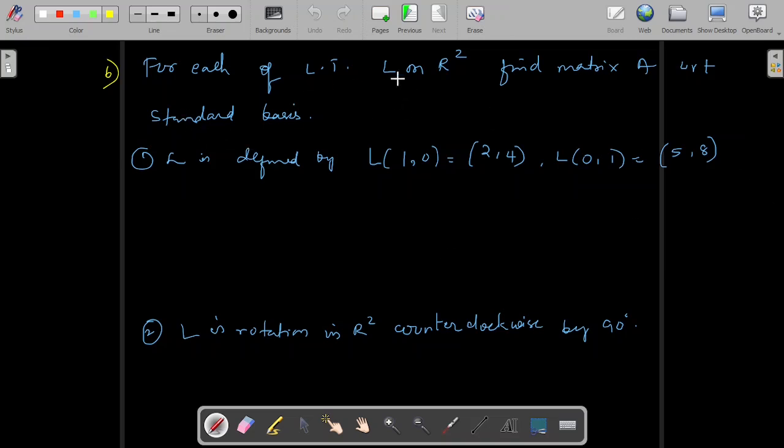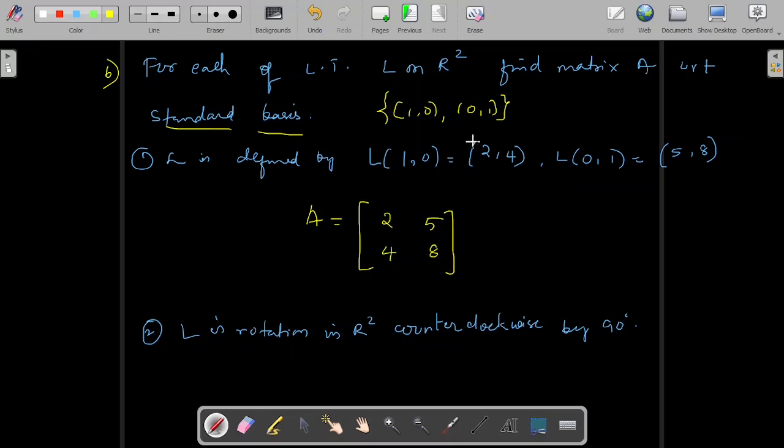For each of the linear transformations L on R square, find the matrix A with respect to the standard basis. The standard basis of R square is 1, 0 and 0, 1. This is the standard basis. L is defined by L of 1, 0 is 2, 4, and L of 0, 1 equals 5, 8. How to write the matrix of this L? That is where these standard basis vectors go to. That is directly given. Write it as columns 2, 4 and 5, 8. This is the matrix of L.